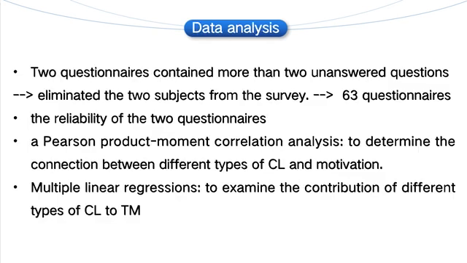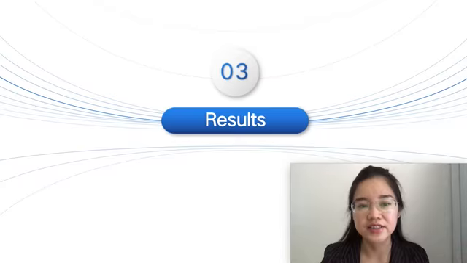After the data collection, two questionnaires were found to contain more than two unanswered questions, so we eliminated the two subjects from the survey. Thus, we have 63 questionnaires to be analyzed. We initially analyzed the reliability of the two questionnaires. Subsequently, we conducted a Pearson product moment correlation analysis to determine the connection between different types of cognitive load and motivation. Multiple linear regressions were also carried out to examine the contribution of different types of cognitive load to task motivation. Now here comes the result.